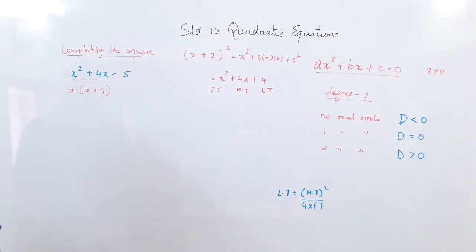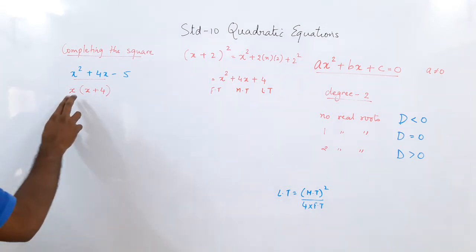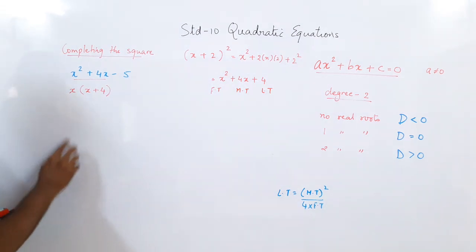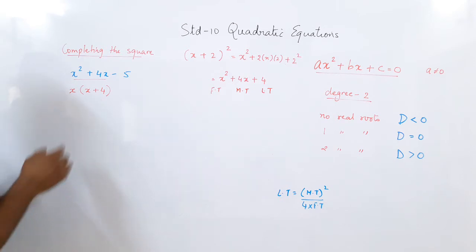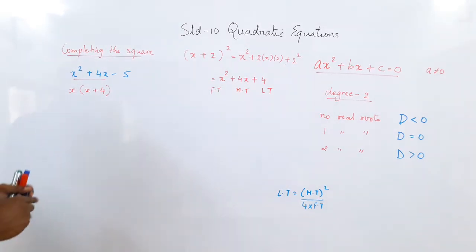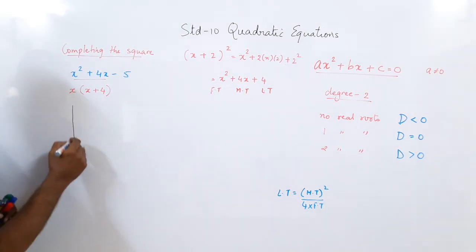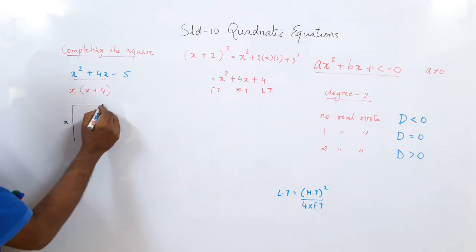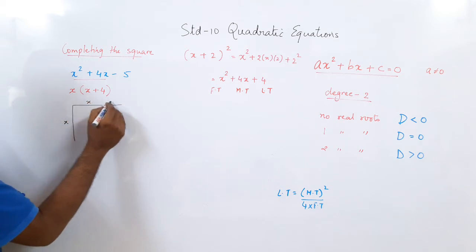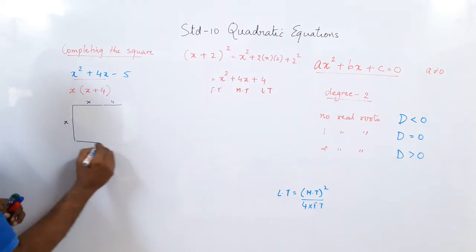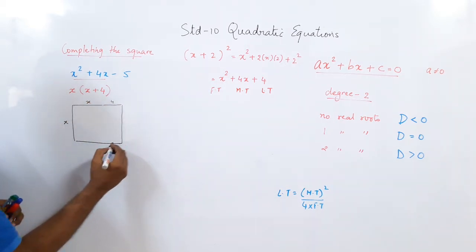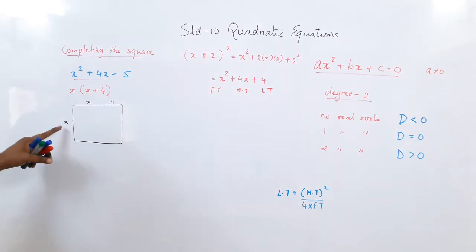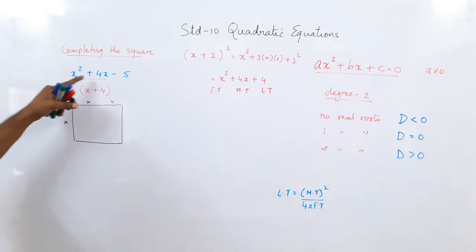Now how do I show it graphically? There is x into x plus 4. Suppose you make a square. This is not a square, this is a rectangle. What kind of rectangle? Whose breadth is x, but the length is x plus 4. So I got a rectangle like this. Can you see this? x into x plus 4 is x square plus 4x.